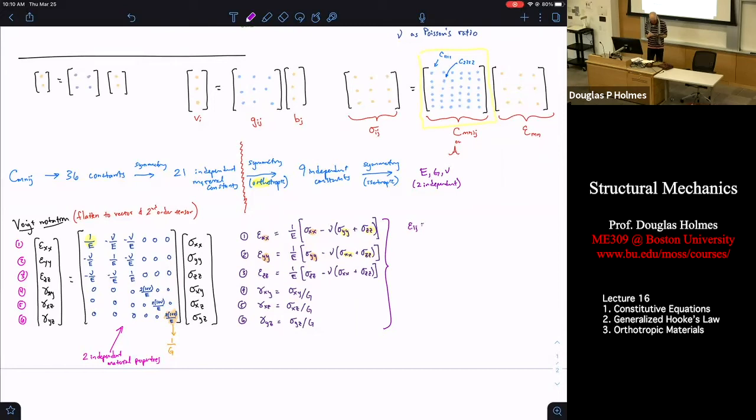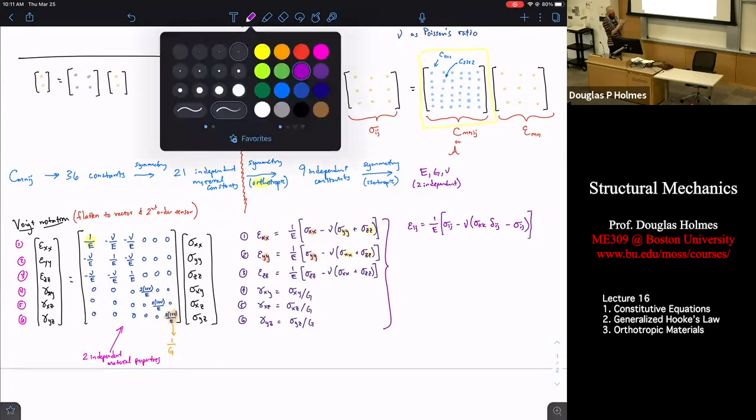Epsilon ij is equal to 1 over E times sigma ij minus nu times sigma kk, what's that mean? Times Kronecker's delta. Kronecker's delta is the identity matrix, so it's ones along the diagonal, zeros everywhere else, minus sigma ij. Oops, I'm missing a parenthesis. I should probably match those parentheses, shouldn't I? Okay, how on earth do I use this thing?